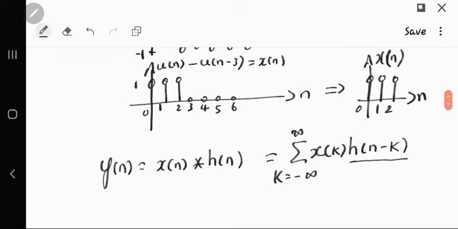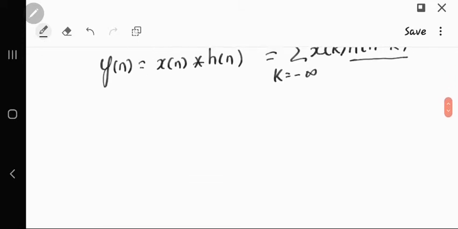That means comparing x of n and h of n, x of n has 3 samples, and h of n has more samples. So better, the signal which is having fewer samples, keep that as a constant one. The signal which is having more samples, you just keep that as a time shifting one. Then we will solve the problem.